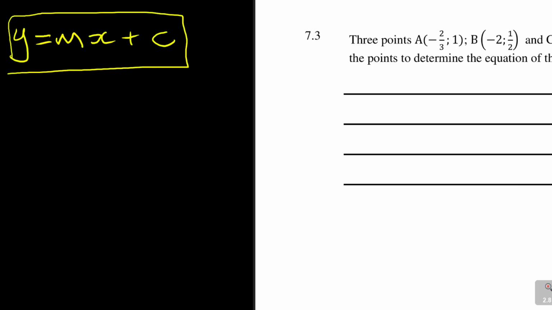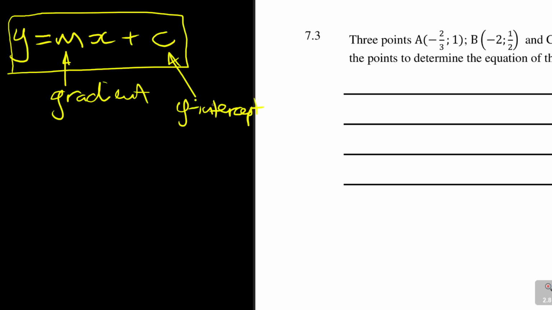We talked about it. But remember, we said this was what? The gradient. And what was this one? The y-intercept. Where it cuts the y-axis is called the y-intercept. Alright, so with that in mind, what we need to do then is get the gradient first. And how do you get the gradient?